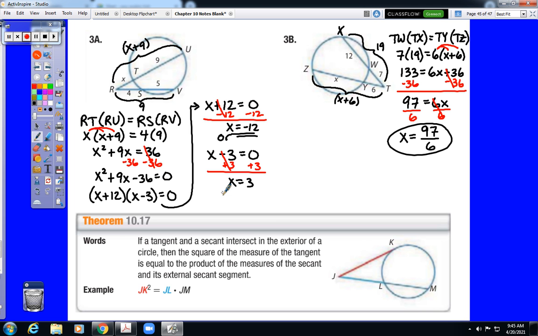However, this is a geometry problem. X is a length, so it cannot be negative. So we throw out the possible solution x equals negative 12, and we keep x equals 3.